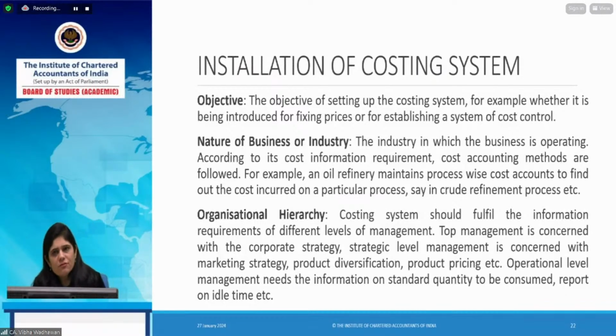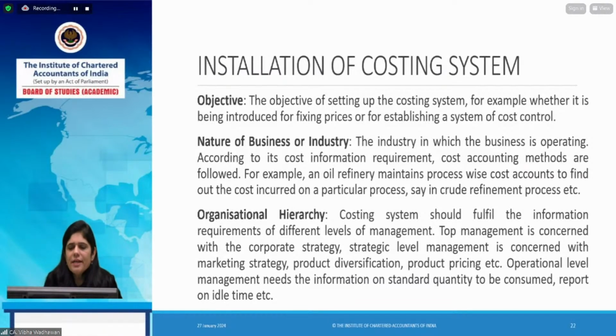Nature of business of our industry, of course. So what type of a business are you? Product industry or a service industry, or the product goes through many processes, or the product passes only through one process? So what is the type of operations? What is the type of the industry? All right. Are you a hospital industry or a transport industry or a manufacturing industry? So type of industry also helps that what type of costing system you want.